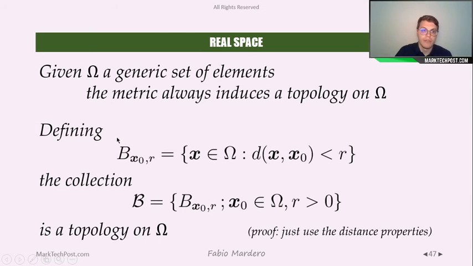Well, we just have to define what is called a ball, with center x0 and a radius r. What is a ball? Well, it is a collection of all elements that are far from x0 at maximum r, or better, almost r, because the inequality here is strict. So this is an open ball.